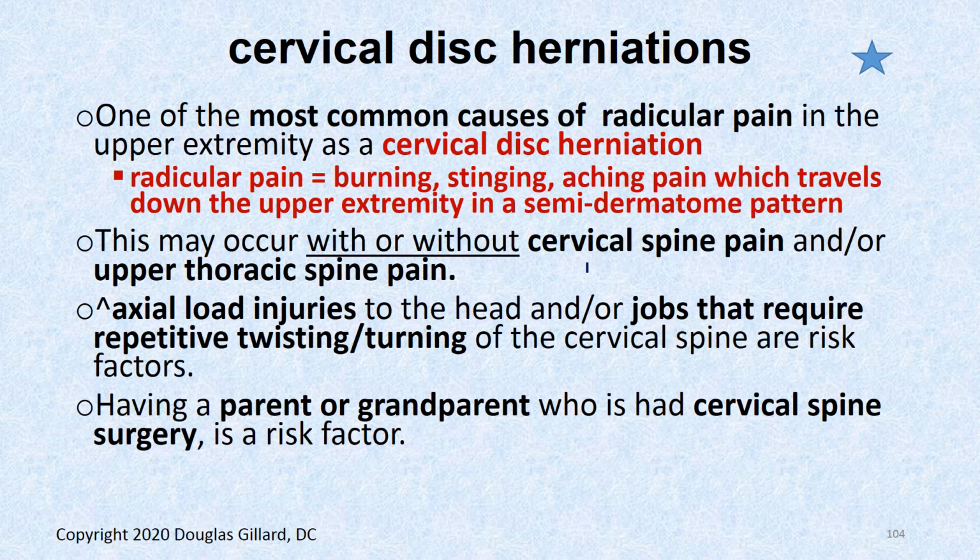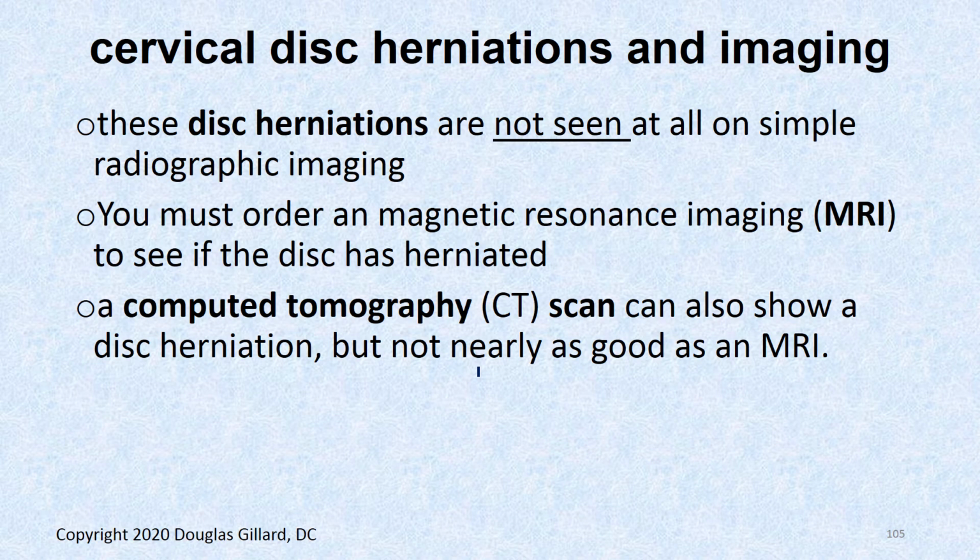But anyway, they don't always have cervical spine pain. It may be just this radicular pain in their arm. They may have had an injury where they hit their head on something, an axial load injury. Maybe they're a UPS driver, and they're constantly twisting or turning the neck. That can wear out the disc. If their grandparents, immediate parents, have a history of a spine surgery, they have a much greater chance of having a herniation as well.